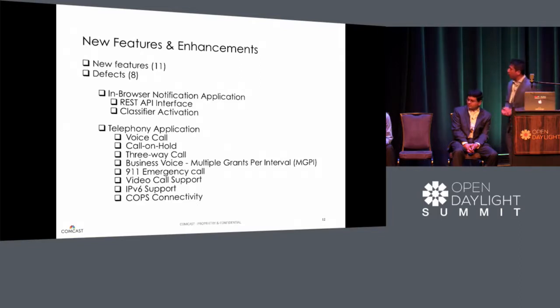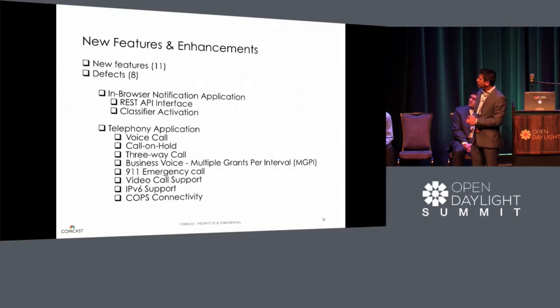These are the number of features, defects, and enhancements that we have scheduled for the upcoming Carbon release. These are all fixed and verified in our QA lab to be working. The first one is a REST API interface, where we have introduced the REST API hooks to consume any external application to send a request through IBN. The second one, basically what we have fixed is how to activate the classifier information when you send the traffic to upstream.